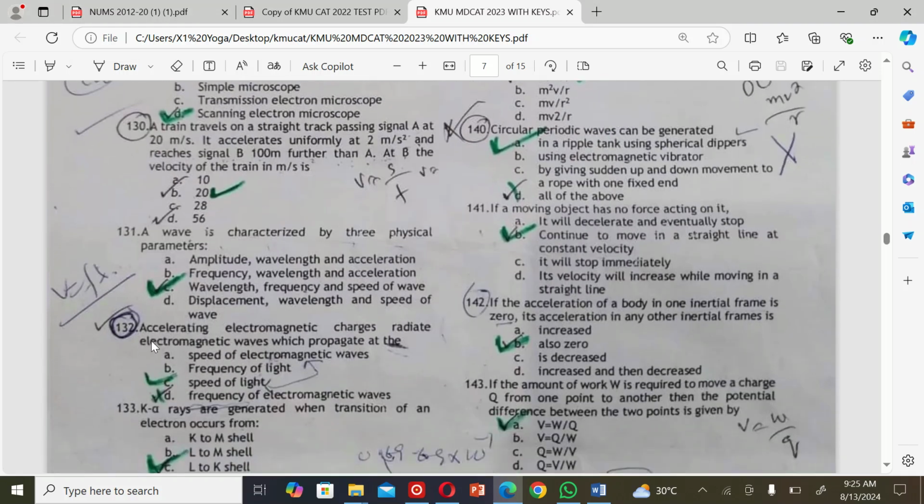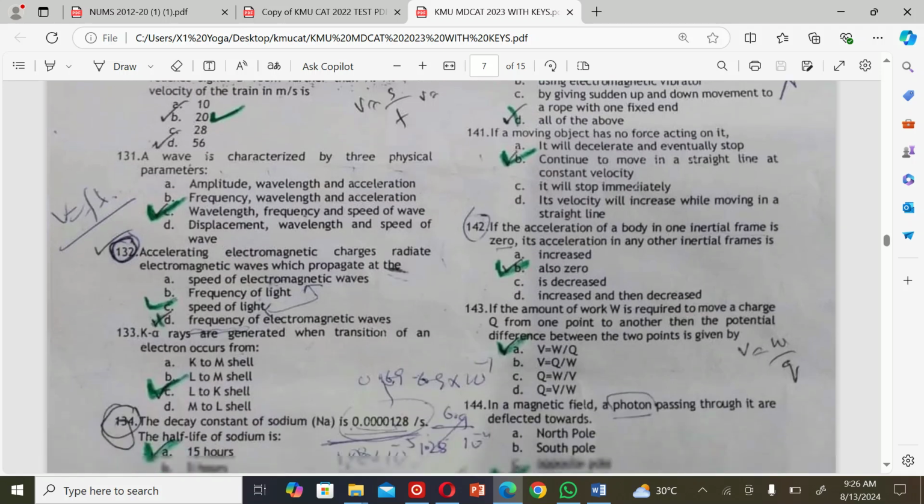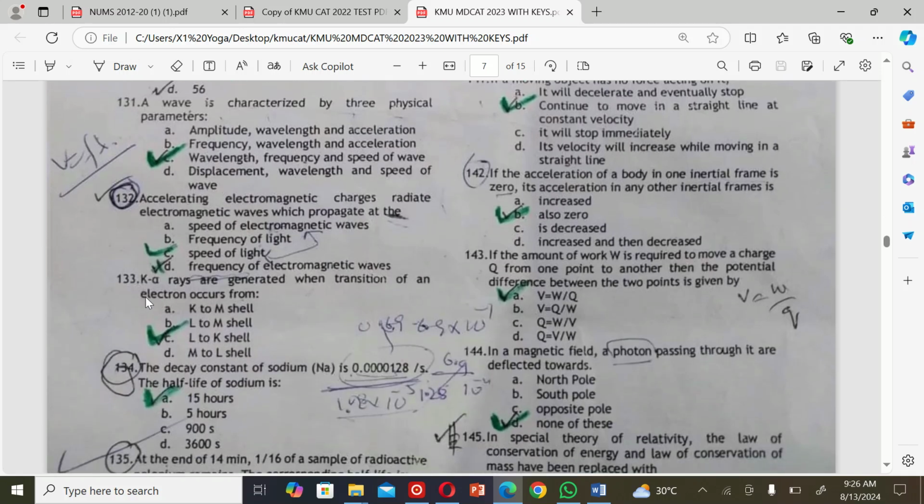The next MCQ is: accelerating electromagnetic charges radiate electromagnetic waves which propagate at the A. Speed of electromagnetic waves, B. Frequency of light, C. Speed of light, and D. Frequency of electromagnetic wave. So the correct option is C. Speed of light.